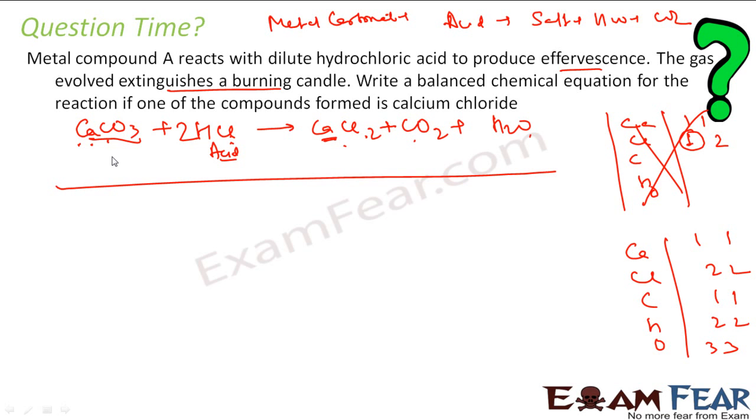I can write the states of this. This can be solid, this can be aqueous, this can be aqueous. Carbon dioxide is a gas, water is liquid. This is my balanced chemical reaction. So how did we find this? We found that it was giving a salt, carbon dioxide, and water with the acid, so this has to be a metal carbonate.